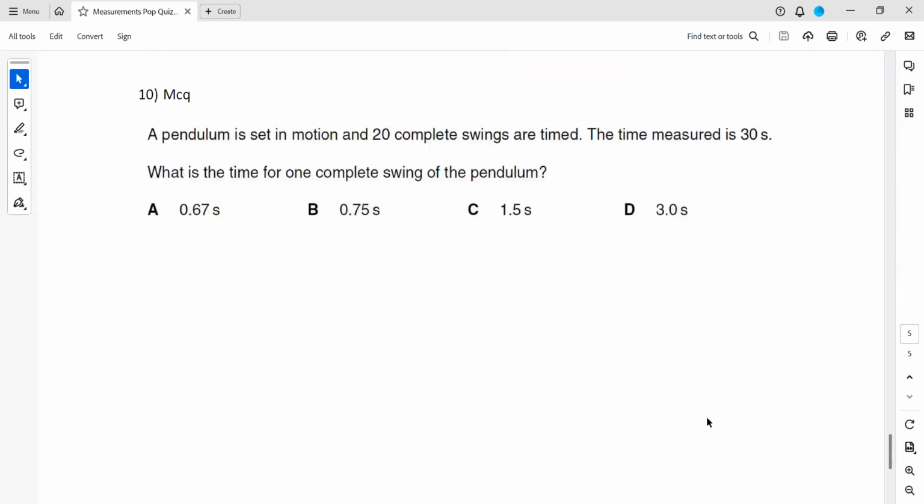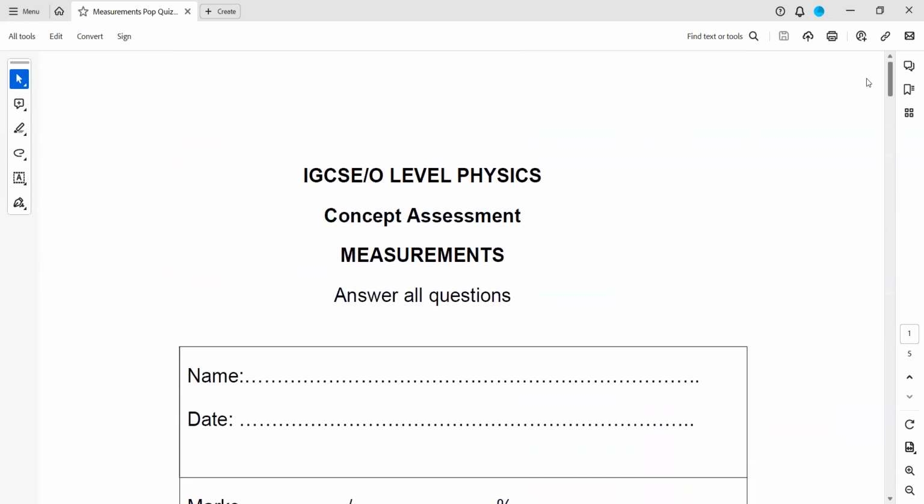So this was a pop quiz related to measurement, pop quiz 2.